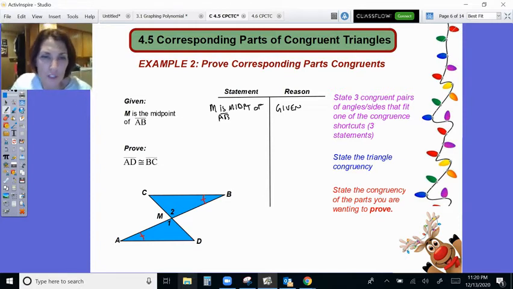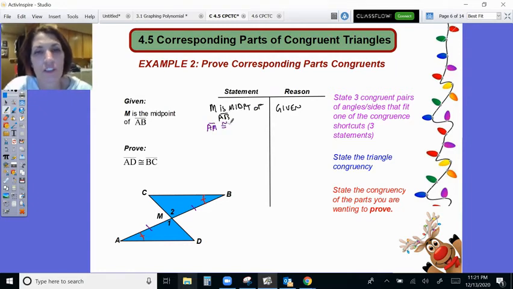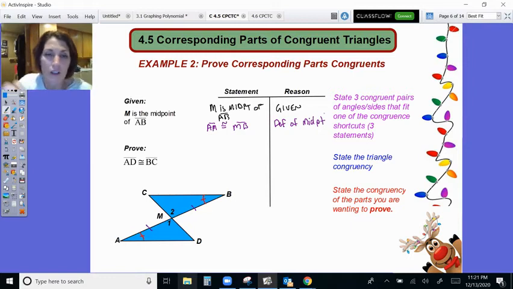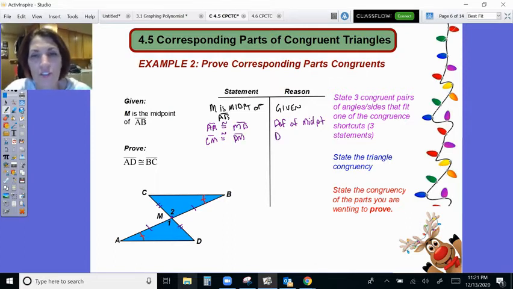So because M is a midpoint, we know that these two must be cut in half. So AM must be equal to MB. So AM is congruent to MB or BM, whichever. And this is a definition of a midpoint. We have the other thing going on because this is a midpoint here. This one must also be equal to that one, right? So we know that CM is also congruent to DM. This is also a definition of a midpoint.